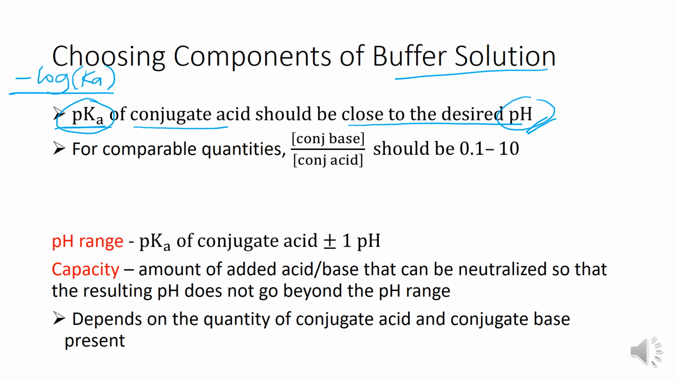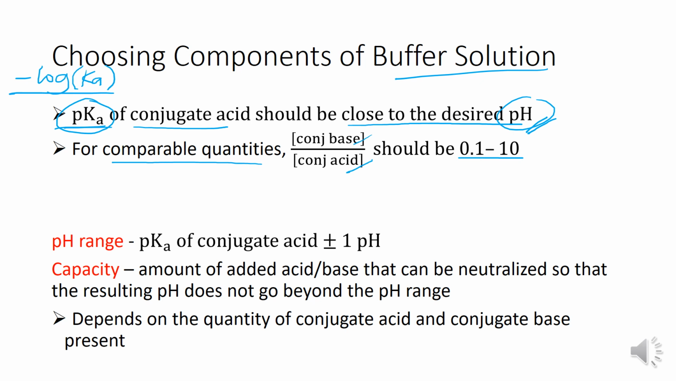In a previous slide, we said that a buffer solution works best when the concentrations of the conjugate acid and conjugate base are approximately equal. So for comparable quantities of conjugate acid and conjugate base, the ratio of conjugate base concentration to conjugate acid concentration should be within the range 0.1 to 10.